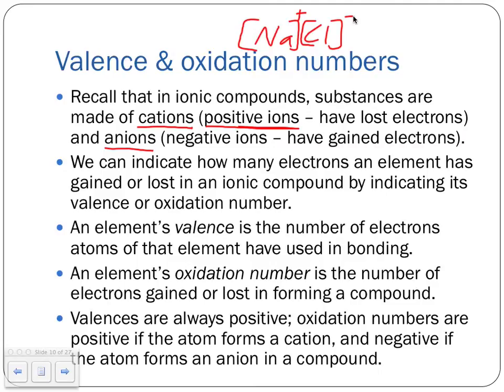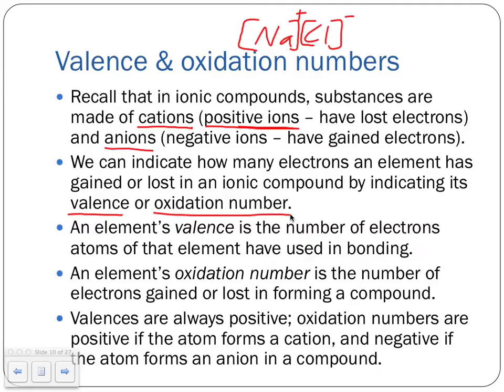So what we want to talk about here is a little bit about how we know these substances form what they do, why this is NaCl and not Na2Cl or NaCl3. To do that, we're going to look at the idea of valence and of oxidation numbers. We can indicate how many electrons an element has gained or lost in an ionic compound by indicating something called its valence or its oxidation number. These two are similarly related terms, but they're not exactly the same, though oftentimes we will use them similarly.